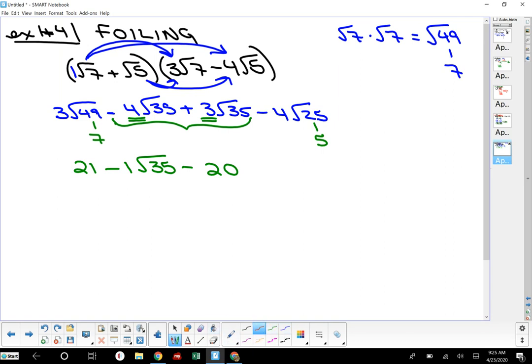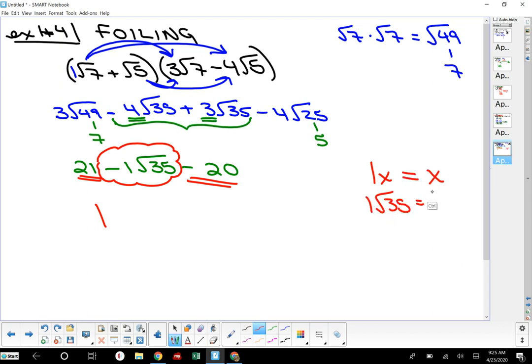All right, so like terms, 21 minus 20 is just 1. And on this term, just like you wouldn't write 1x, you just write x, you're not going to write 1 rad 35 either. You're just going to write rad 35. Okay, so we don't want to see those coefficients of 1 when they're multiplied. So this is just going to be minus rad 35. Now this one is necessary because it's the subtraction of 21 minus 20. So that is your answer, is 1 minus rad 35.